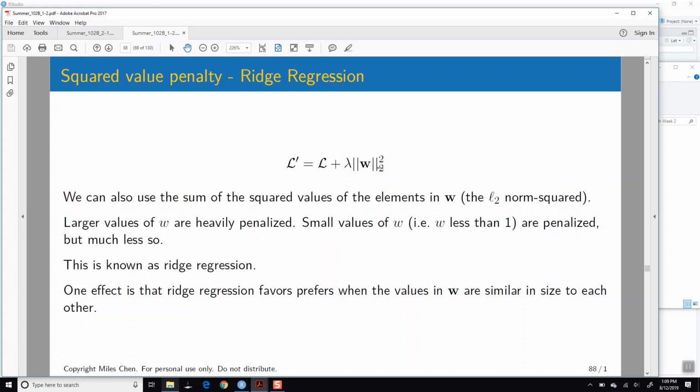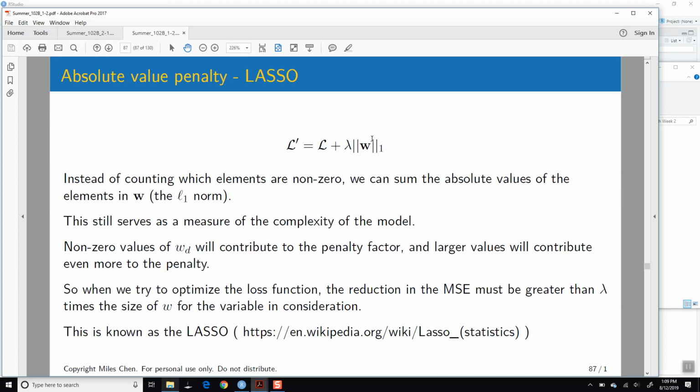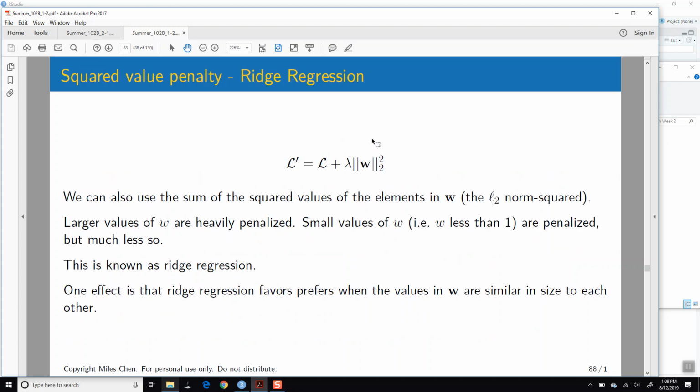All right. So the L1 norm, when we use the absolute values of our coefficients, is called the lasso. And when we use the squares of the coefficients, that is known as ridge regression.